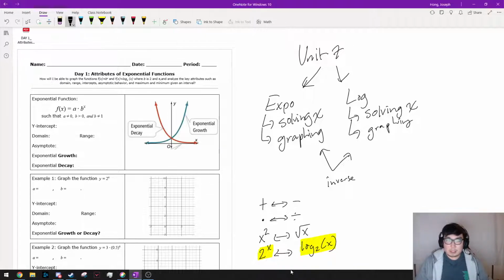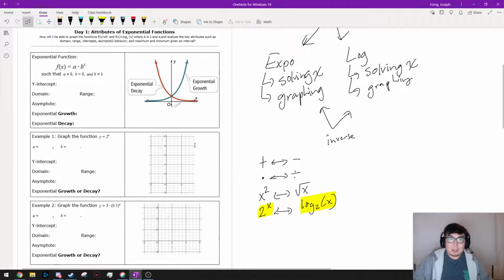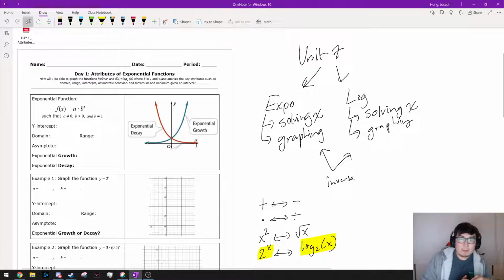So to finish off with that introduction, we need to first understand at least one of them. So today you're going to be able to graph a function, b to the power of x and log of x, where b is 2 and e, because there's multiple situations. Analyze the key attributes such as the domain, range, intercepts, asymptotic behavior, max and min of a given interval. So let's talk about the graph first.